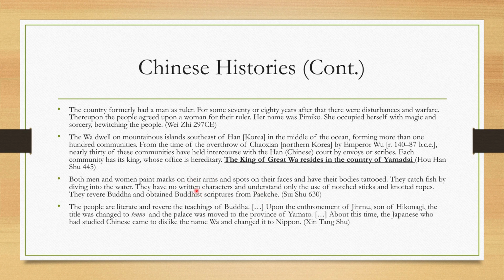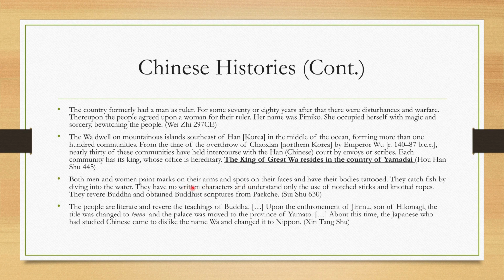Well, this clearly gives an image of what, I guess, Japanese people would have been, or may have looked like at this time, and quite different, obviously, than how we imagine people in Japan today, with bodies covered in tattoos, no written language, just use of notched sticks and knotted ropes. But then there are further changes, so going on to the Shin Tangshu, the new history of the Tang dynasty: the people are literate and revere the teachings of Buddha.